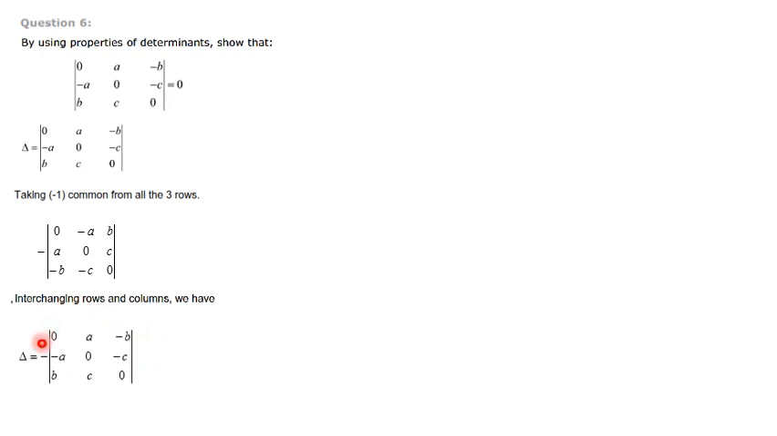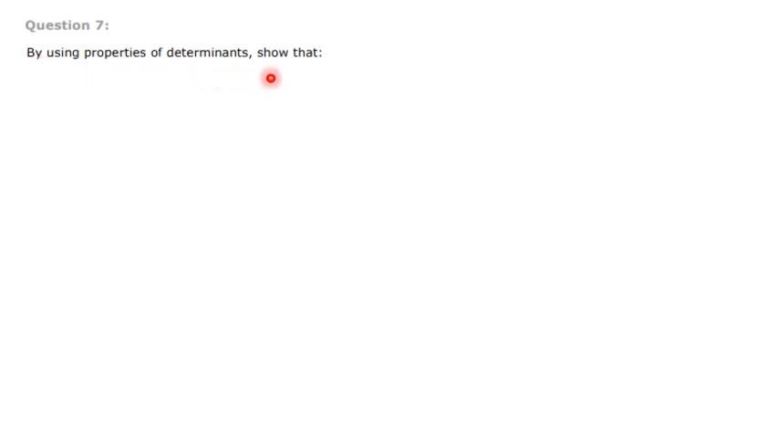Now when you look at this determinant, that is 0, A, minus B, that we have taken as delta. So finally we can come to the conclusion that the left side delta is equal to minus delta again. When you bring delta to the left side, it becomes 2 delta is equal to 0. Finally delta equals 0. That is what we have to prove. Hence, move on to question number 7.